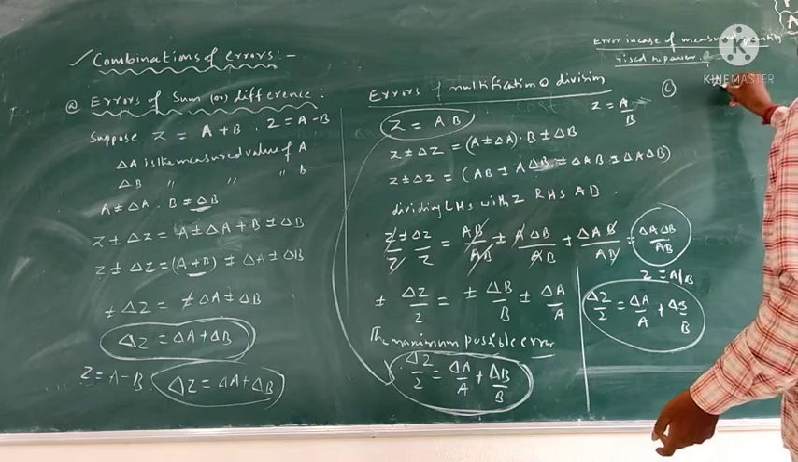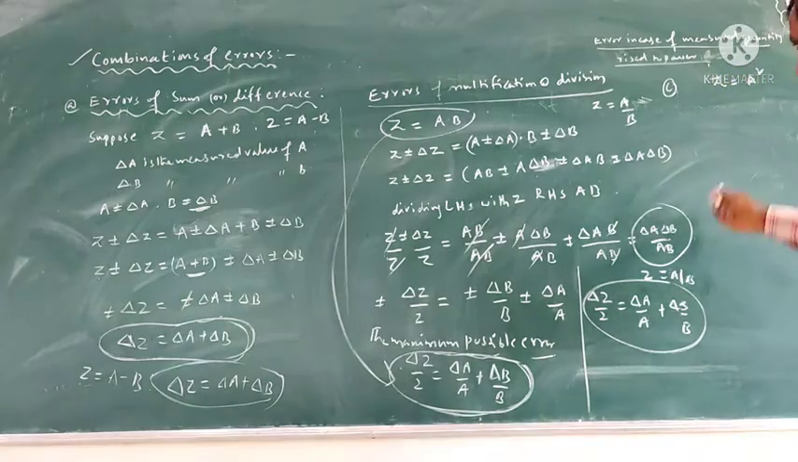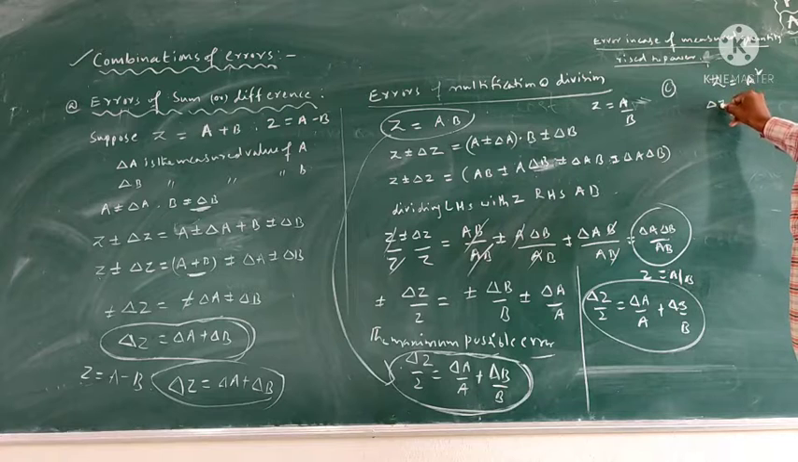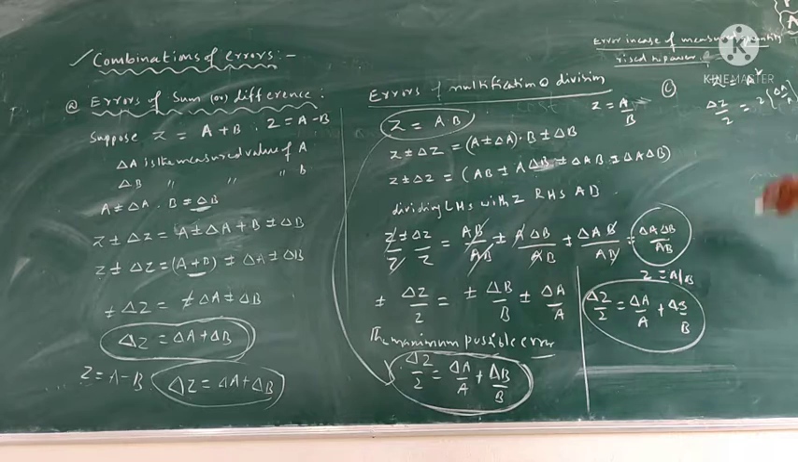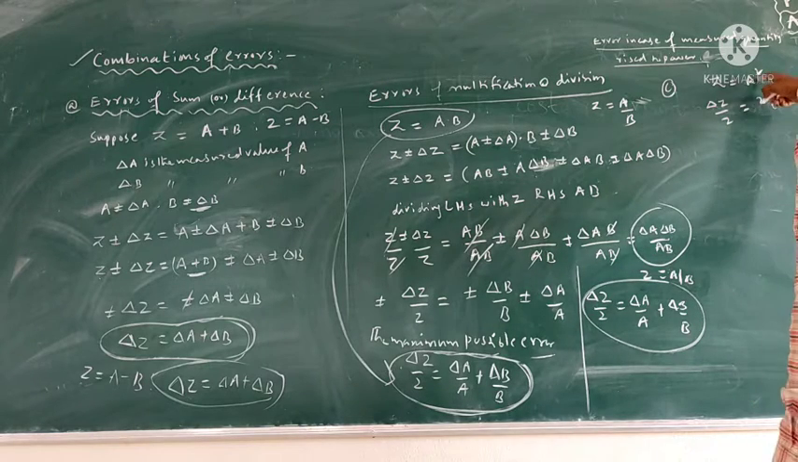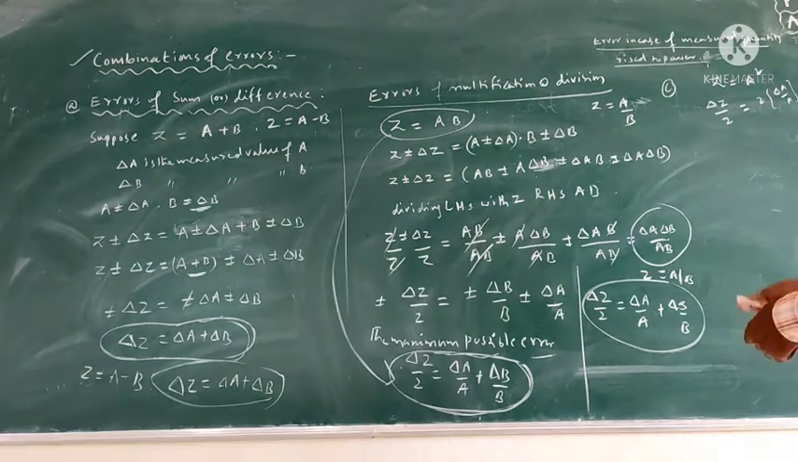For example, z is equal to a square. So this is the maximum possible error: delta z by z is equal to 2 into delta a by a. So a square means 2 times, so the maximum possible error is 2 times a, 2 into delta a by a.